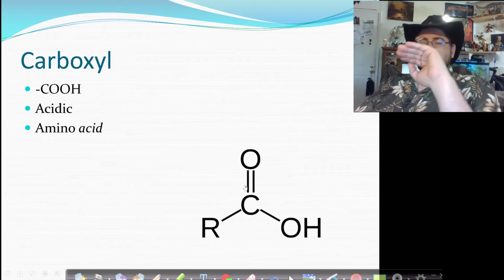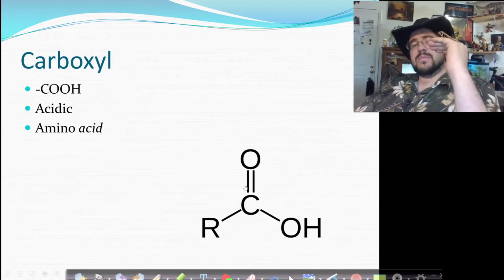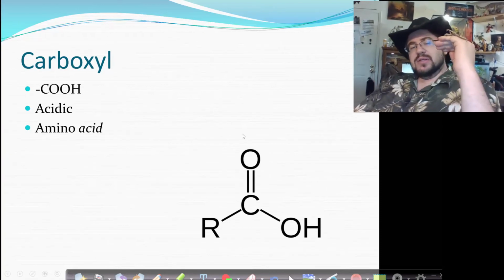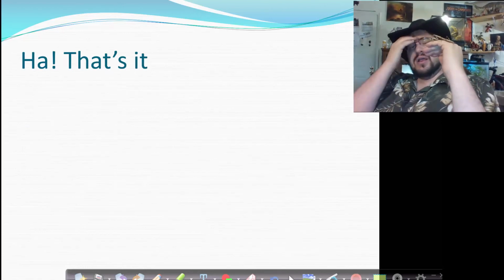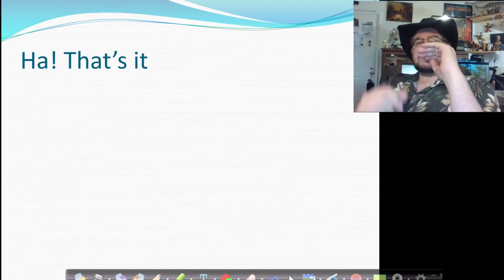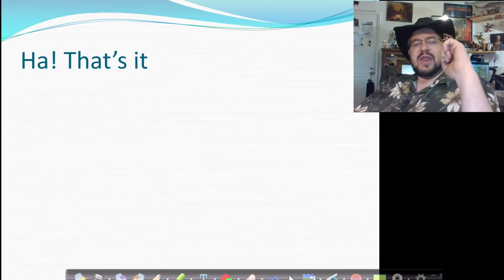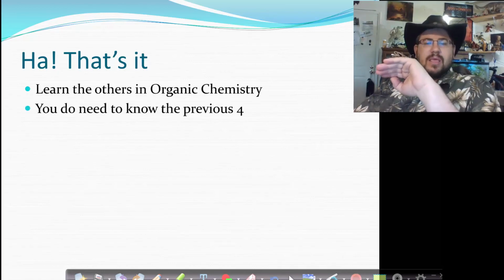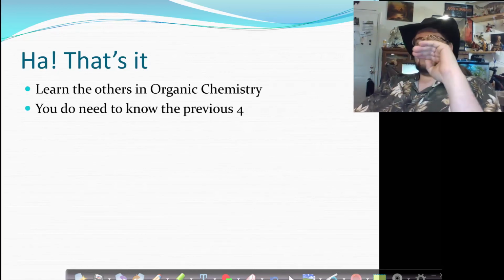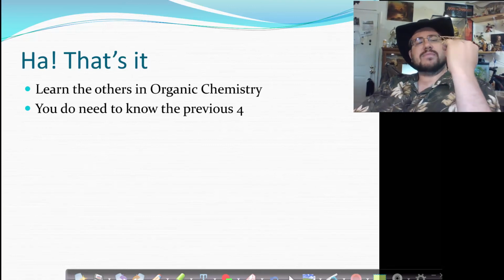I can't say that universally, but as far as biological molecules go, fatty acids have a carboxyl. Amino acids have a carboxyl. Nucleic acids have a carboxyl. They're all through it. And no, we're not going to go through all 59 because this is biology. You can learn that in organic chemistry. So torture yourself there. Here we're just Bio 1. So you do need to know the previous 4 I went through and the basics about them, their properties.